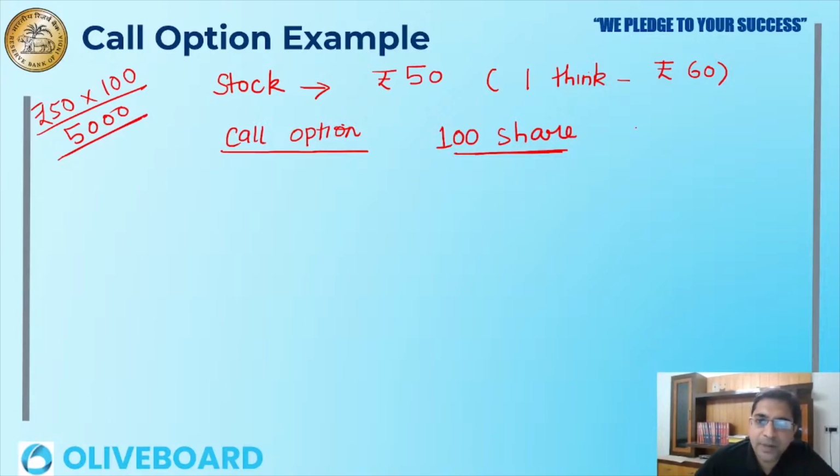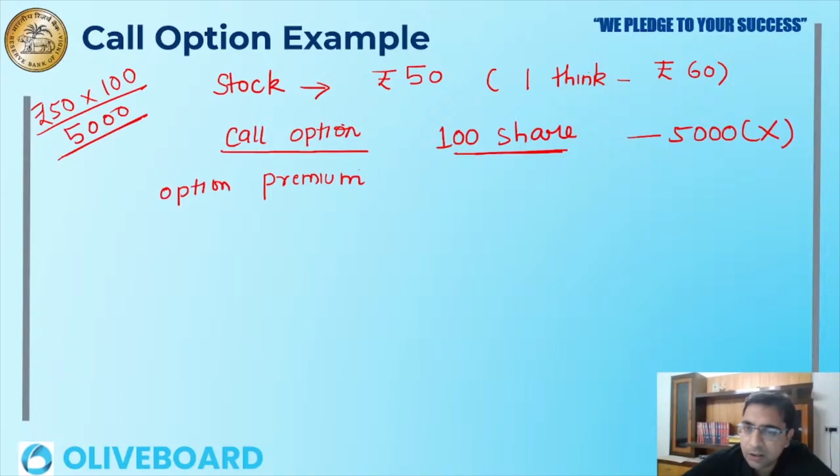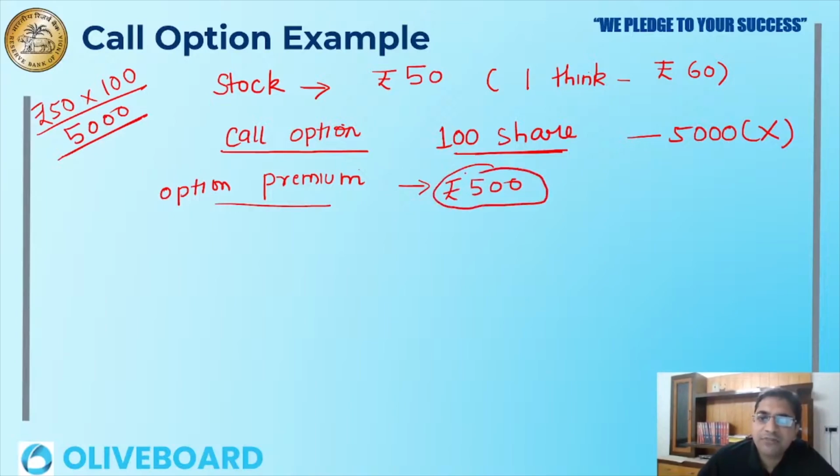A call option doesn't mean that I have to pay rupees 5,000. No, I have to pay only a premium, the option premium. Option premium can be like 1% of it, or whatever it is. So for 5,000 I will pay like 500 rupees. I have to pay only 500 rupees and these 100 shares will be locked for me.